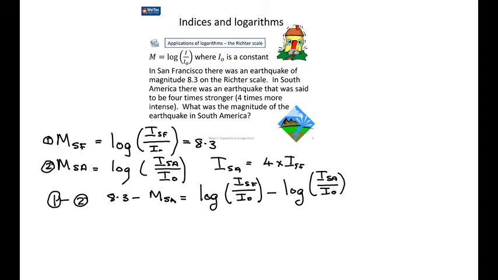Okay, what do we know about subtraction? Subtraction of logs is the same as division, so that becomes log to the base 10 of I_SF over I_0 divided by I_SA over I_0.